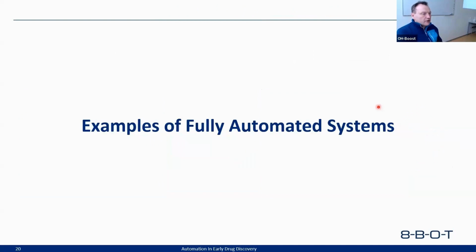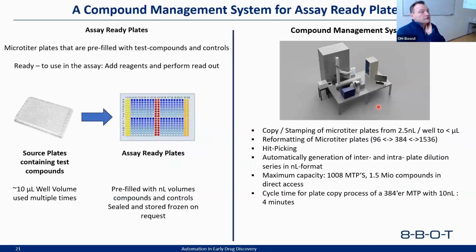Last few slides, you can lean back. Just a few examples of fully automated systems I built in the last years. This is a system for producing assay-ready plates with nanoliter transfer. Assay-ready plates we normally use in automation because you produce the plates beforehand, you hand them over to the scientist, and you just have a clear cut. So you don't have to have your compounds online in the system, but you produce the plates with the compounds that the scientist needs beforehand, hand them over, and then you're done.